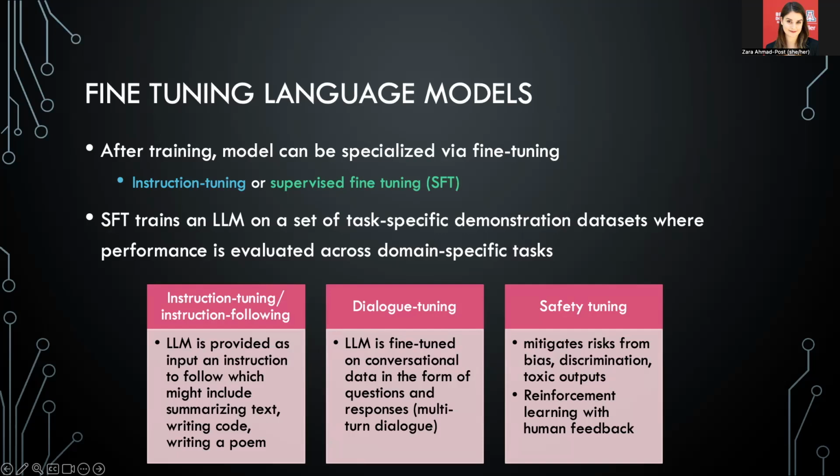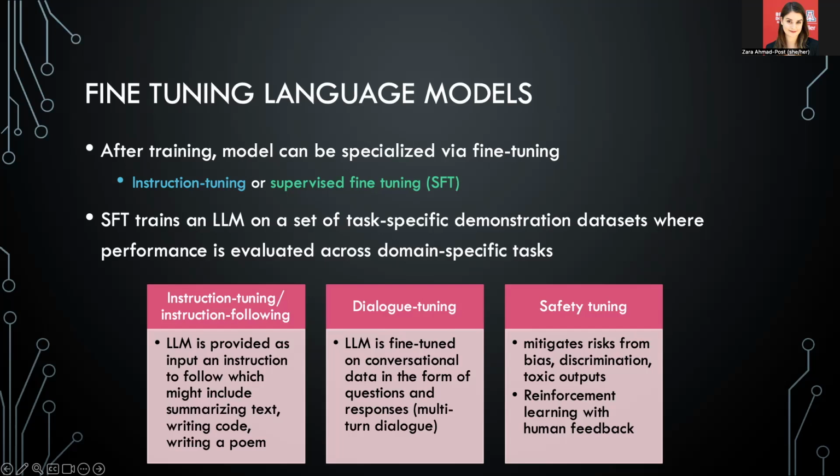Updating parameters internally is a whole thing. So with instruction tuning, the LLM is provided as input an instruction to follow. So you're going to say, okay, do X, Y, and Z. That could include summarizing a text or writing some code or writing a poem. And then you're going to give it feedback on that instruction and how it performed. Then we have dialogue tuning, where your LLM is fine-tuned on conversation data, right? So you have more and more feedback about that back and forth conversational piece.